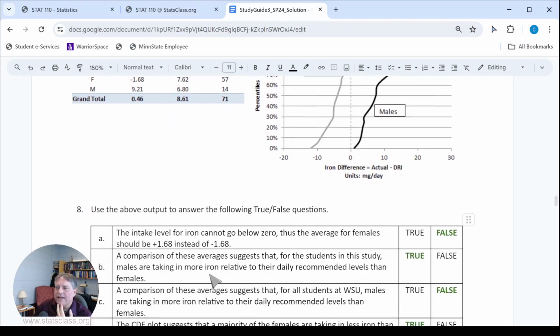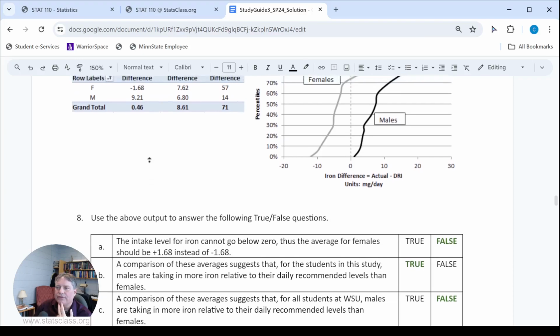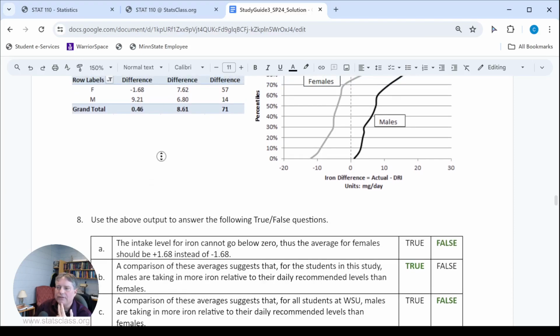A comparison of these averages suggests that for students in this study, males are taking in more iron relative to their daily recommended intake. That is definitely true. The males are positive here, actually pretty large. Females are negative, so males are definitely taking in more relative to their daily recommended intake.